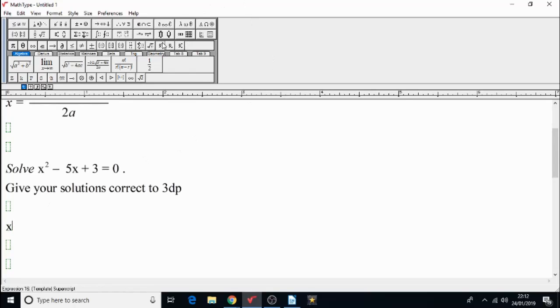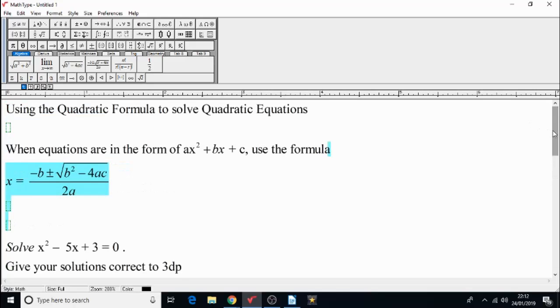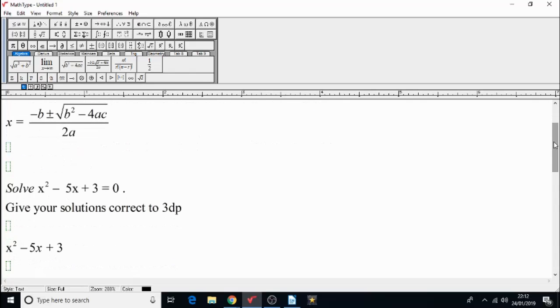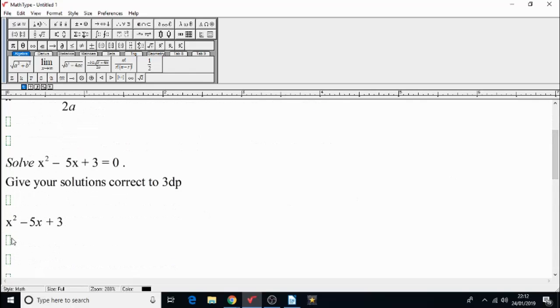x squared minus 5x plus 3. So when equations are in the form of ax squared plus bx plus c, you'll use this formula. You need to decide what your a value is. Because x squared is the same as writing 1x squared, a is equal to 1.